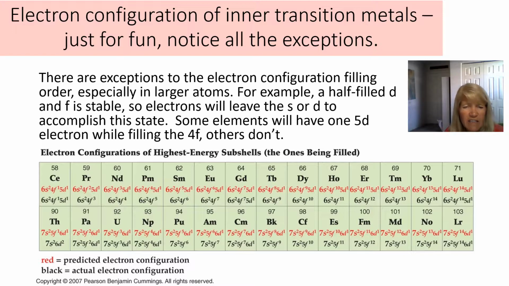You can see that the red is the predicted using always 1 in the 5D. The black is the actual. And you can see that actually more commonly, there's not 1 in the 5D. So they're kind of tricky. I won't ask you those on tests.